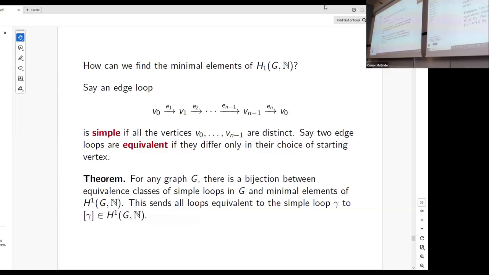So the big theorem here, it's not terribly hard, but not obvious either. It's obvious until you try to prove it, that is, that there's a bijection between equivalence classes of simple loops in a graph and minimal elements in its first homology. And this bijection just sends all the loops equivalent to some simple loop to the corresponding element of homology. So you just need to run around and find all the simple loops, the non-crossing loops in your graph. And if you know the feedback around them, you know the feedback around any loop.